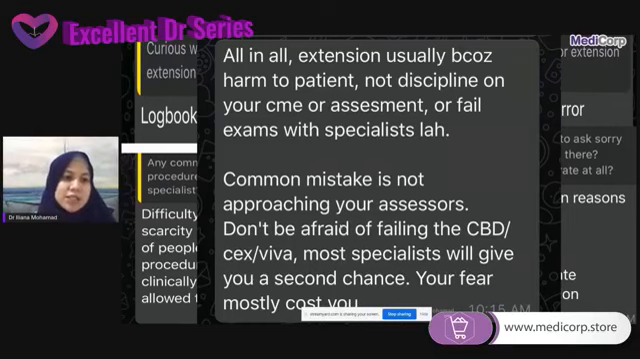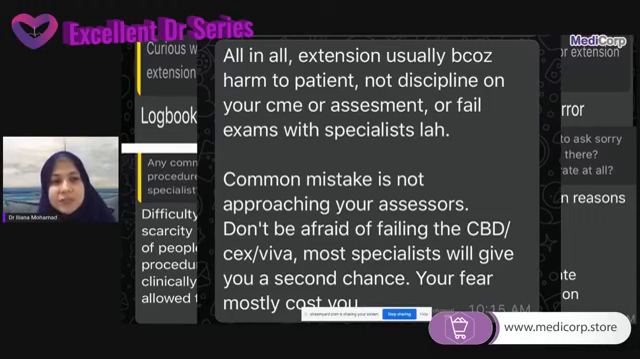Okay, first, for the CBD, usually you will choose your own case. So it is much easier, right, you are the one who chooses. You want to be assessed for any particular diagnosis from the 16 mandatory topics. Okay, so it's either you choose the disease that you feel comfortable with, or if your supervisor wants to choose any particular disease, they need to choose the diseases which you have already taken care of.